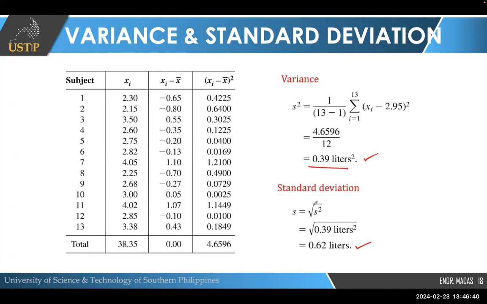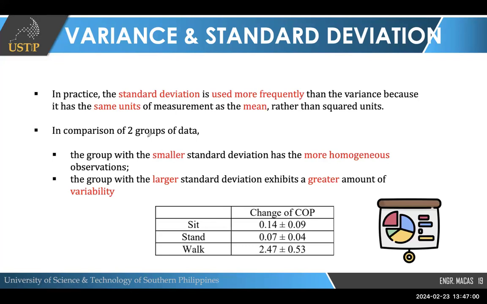So, in a way, class, you can conclude that since your standard deviation is relatively small, that means it is not that far from your mean, your values of observation. Okay, so standard deviation versus your variance.